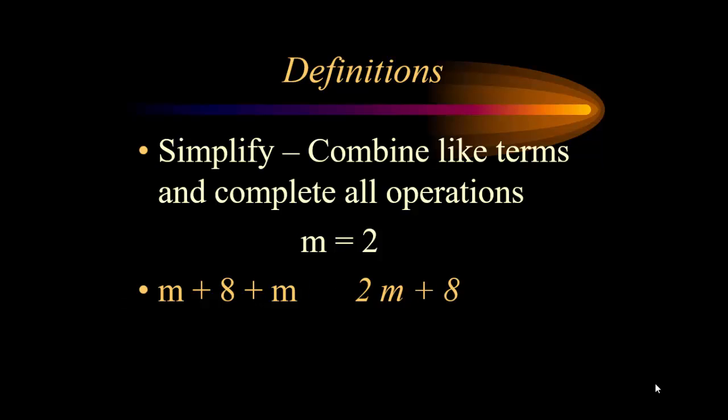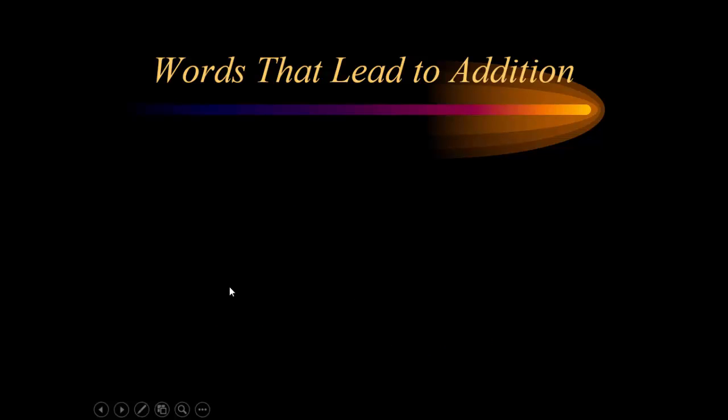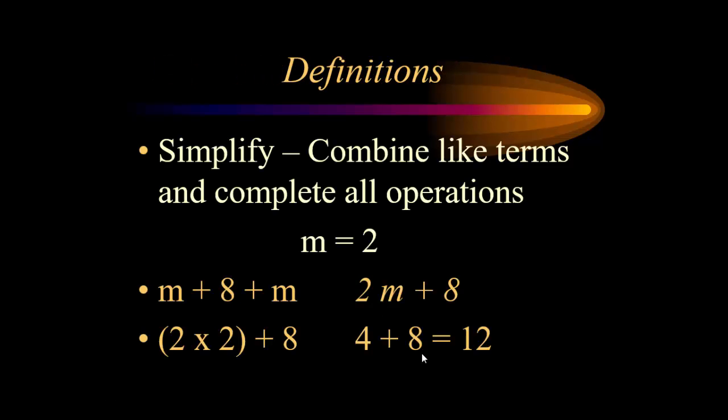So to simplify, we want to combine like terms and complete the operations. In this particular one, we have two different m's. So we have m plus 8 plus m. If we combine those, that's like 1m plus 1m, which gives us 2m, and then we'll have 2m plus 8. Looking at the one down here, we have 2 times 2 plus 8. So we want to use our order of operations. 2 times 2 is 4, plus 8, so 4 plus 8 equals 12. That was a basic operation problem.